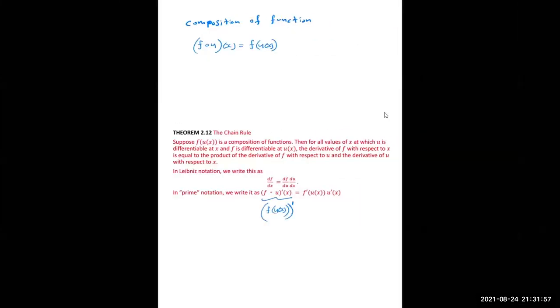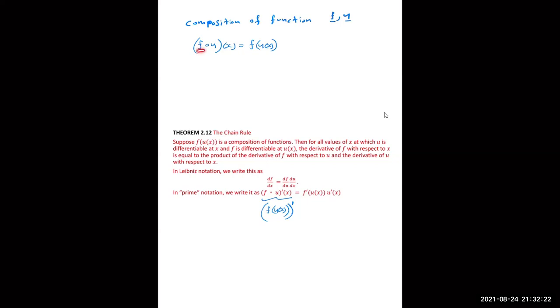All right. First, I want to start with this theorem 2.12, which is the chain rule. Before that, I want to recall a few things from your pre-calculus class, that is composition of functions. Suppose you have two functions, f and u. What do you mean by composition of these two functions? Well, by definition, here is what we mean by the composition.